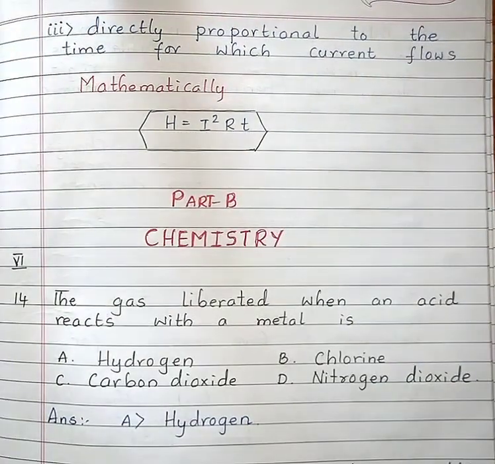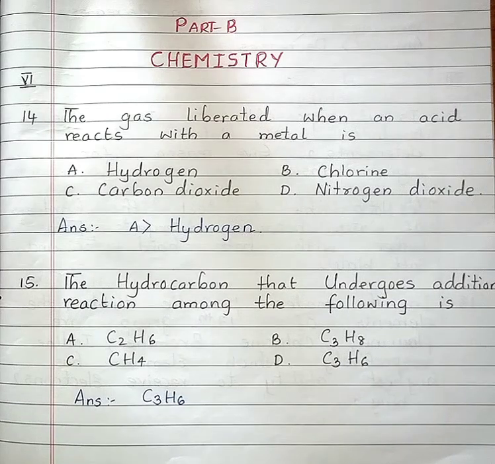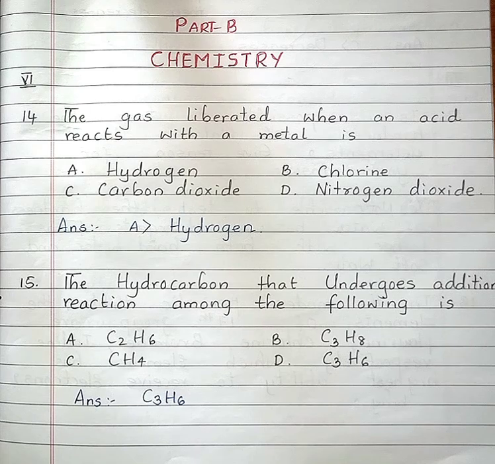Now, part B, chemistry. 14th question. The gas liberated when an acid reacts with a metal is: option A, hydrogen; option B, chlorine; option C, carbon dioxide; option D, nitrogen dioxide. Answer: option A, hydrogen.